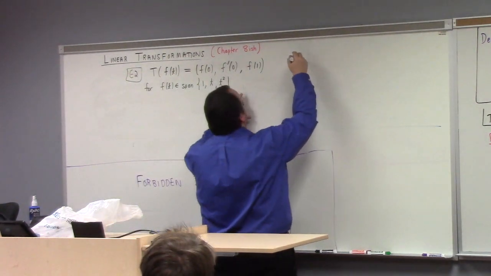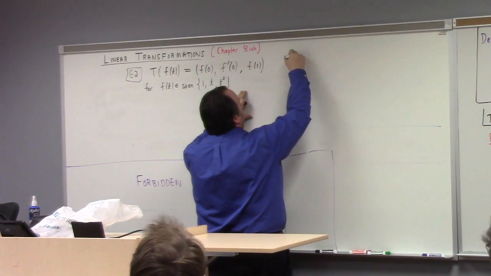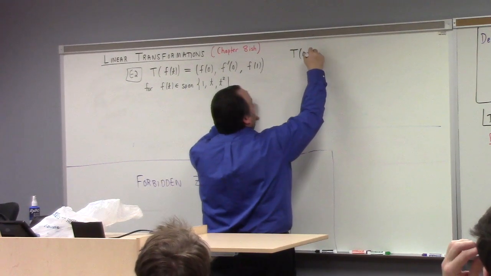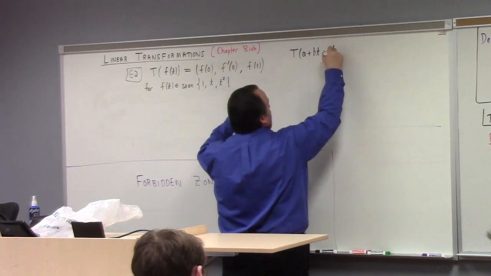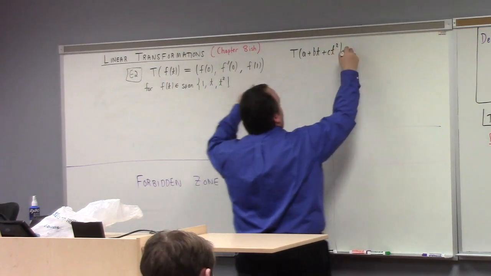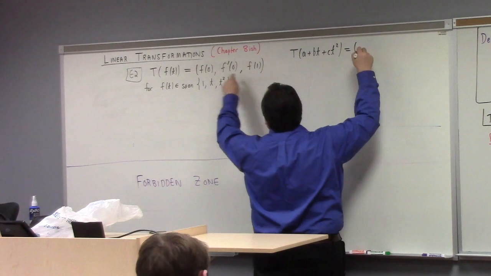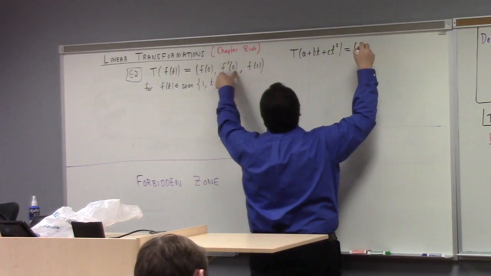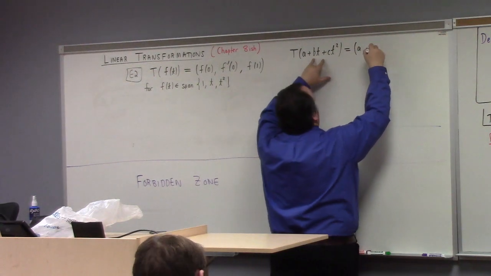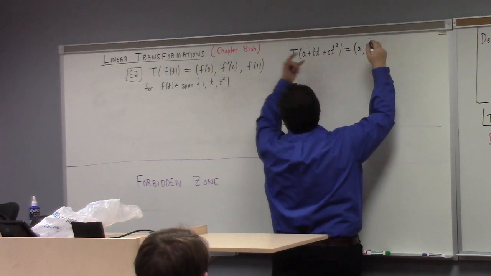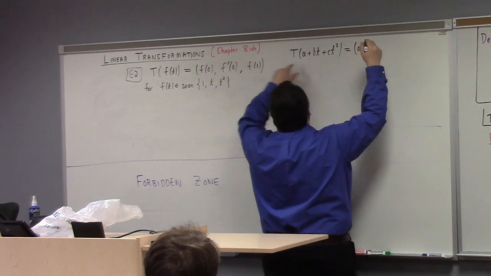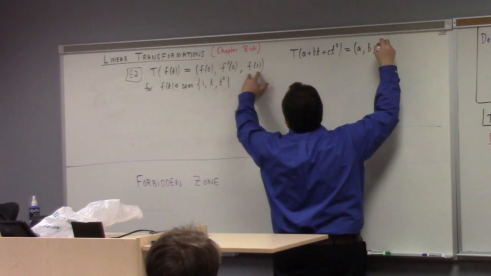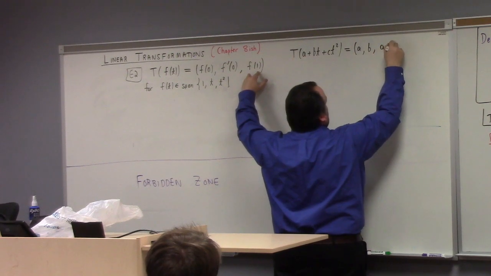So if we look at this, then the formula here, if we have T of a plus bt plus ct squared, then that's equal to what? If we plug in 0, we just get the a. What is f prime of t? It's b. F prime of 0 just gives me b. And then what's f of 1? Yeah, a plus b plus c, right?